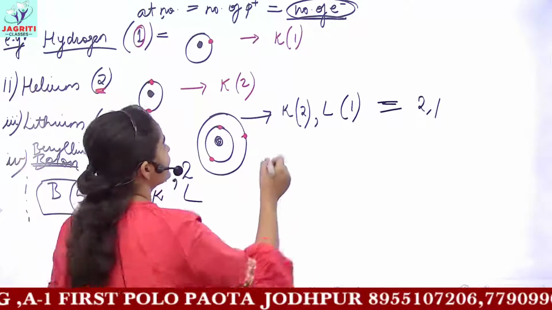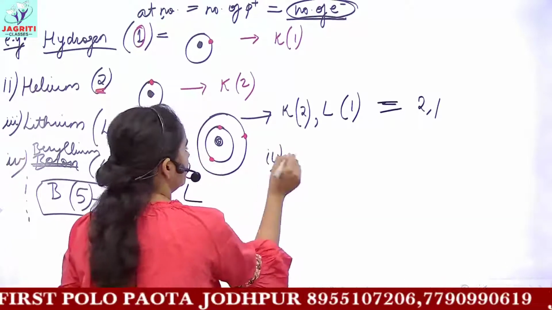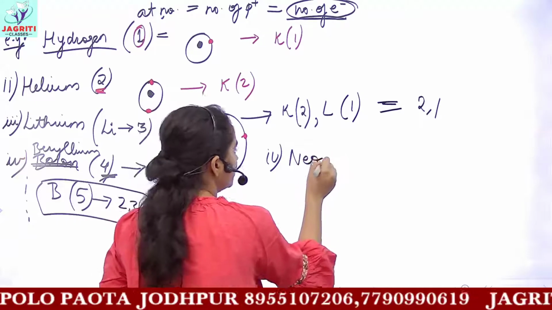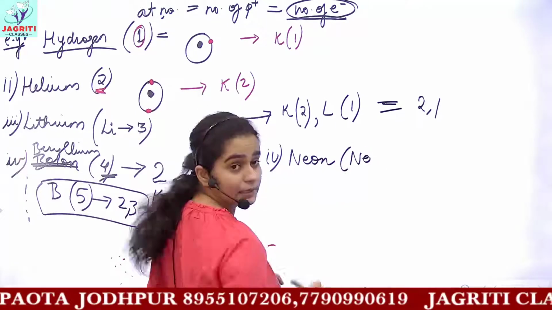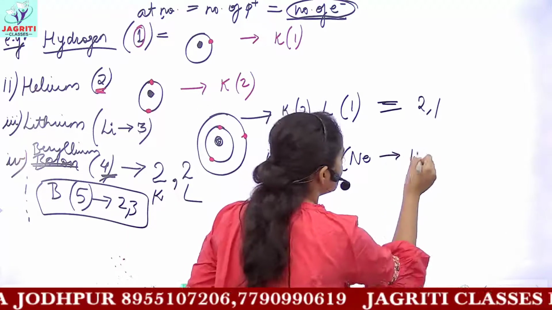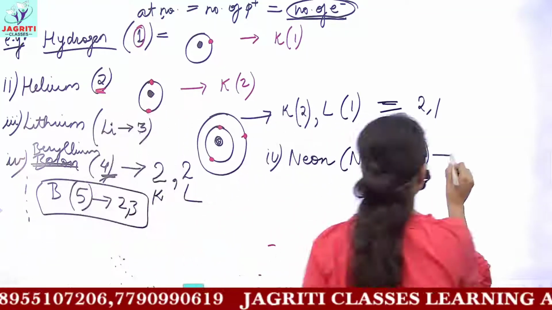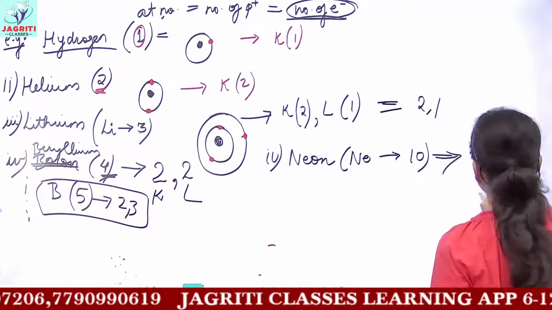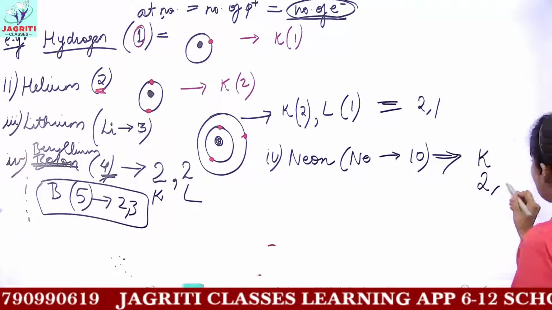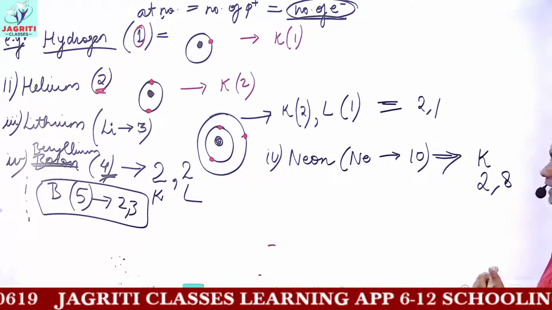So let's discuss neon. Neon has the symbol Ne and the atomic number of neon is 10. That is, now you have to arrange 10 electrons. How would you do so? You will arrange 2 electrons in your K shell and the remaining 8 electrons in the L shell.